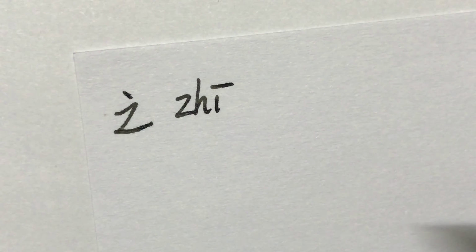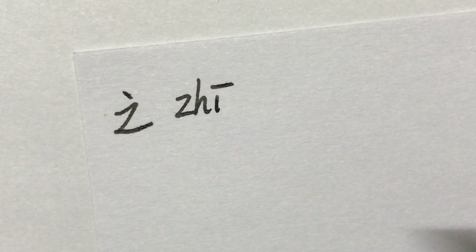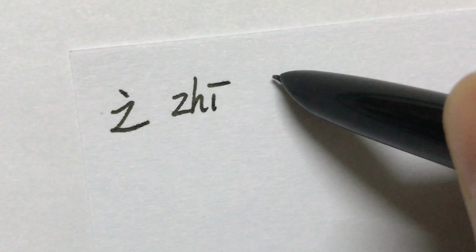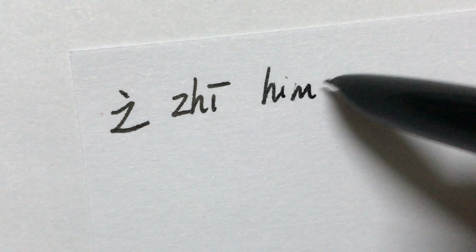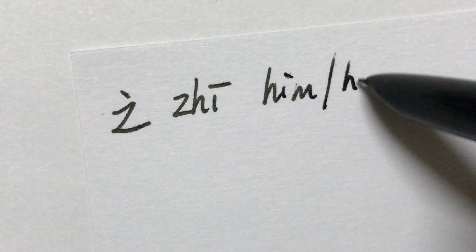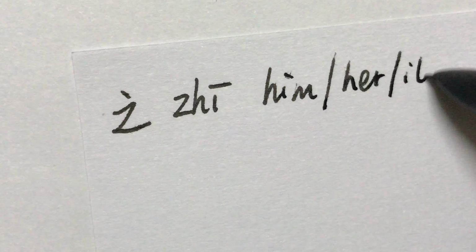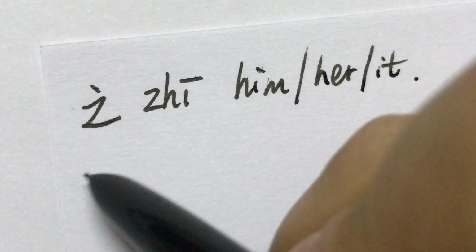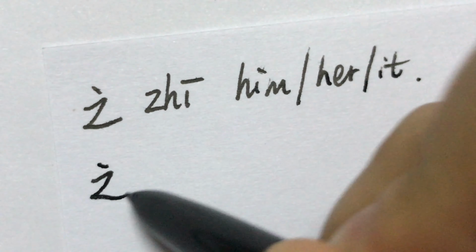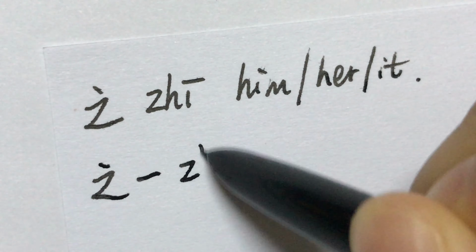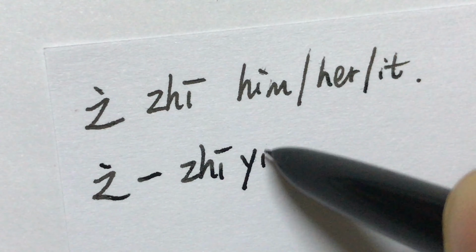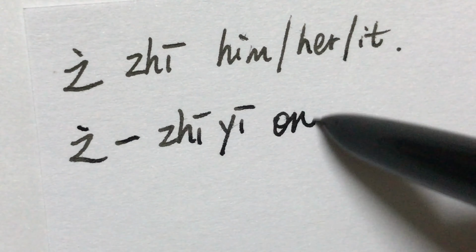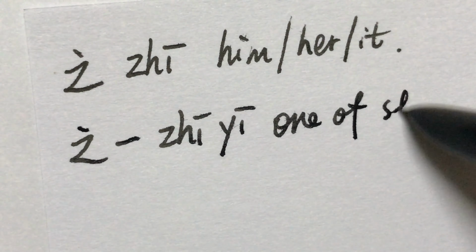It marks preceding phrase as modifier of following phrase. Means him, her, it. For example, 之一 means one of something. One of something.